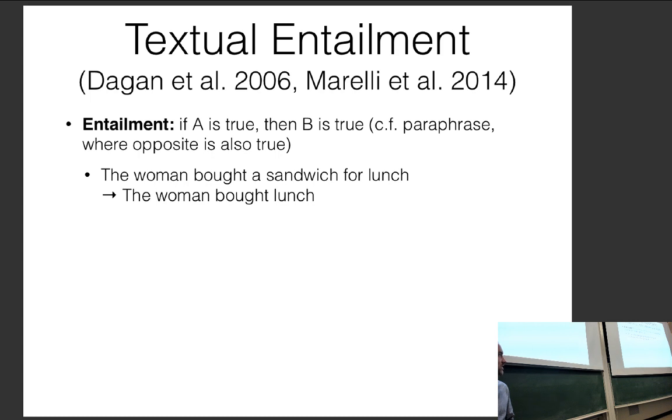So the woman bought a sandwich for lunch, and the woman bought lunch. A entails B, right? You can think of paraphrase identification as bidirectional entailment. So A entails B, and B entails A, essentially.